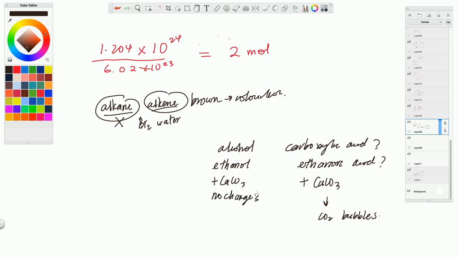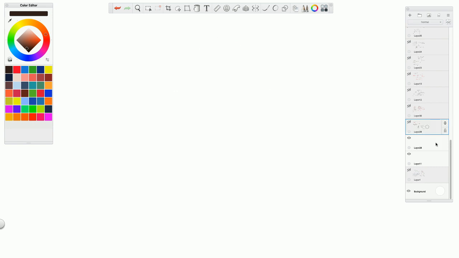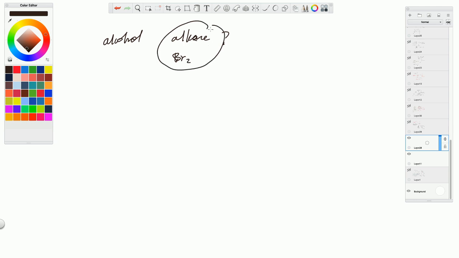Okay, so you have to understand the differences. Now if they ask you to compare alcohol with alkene, then how? You can still use bromine water. Alkene will have a reaction, alcohol will have no reaction. Okay? All right. Okay, last question that we're going to answer today.